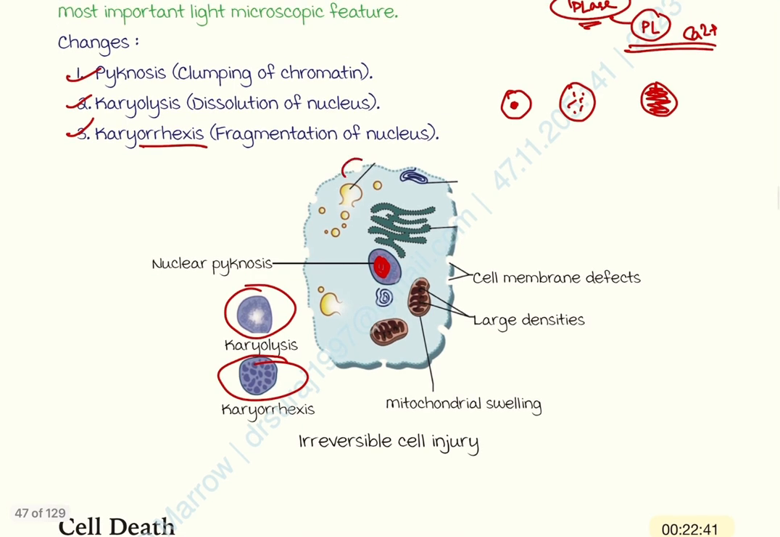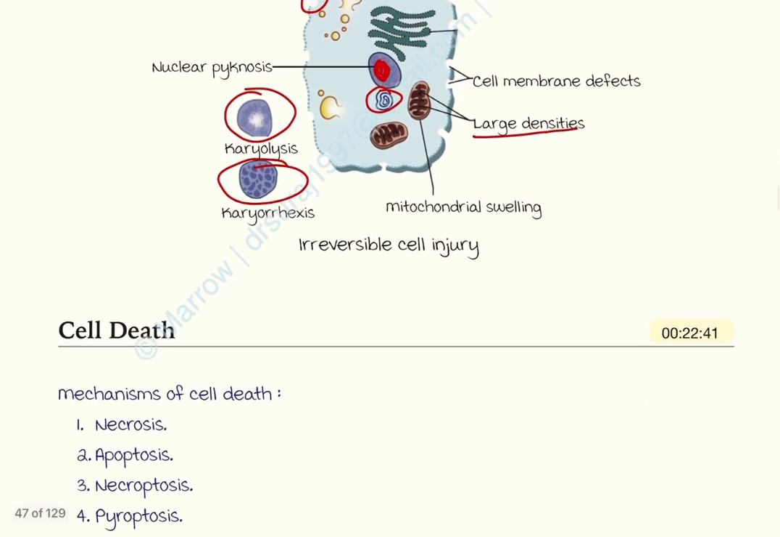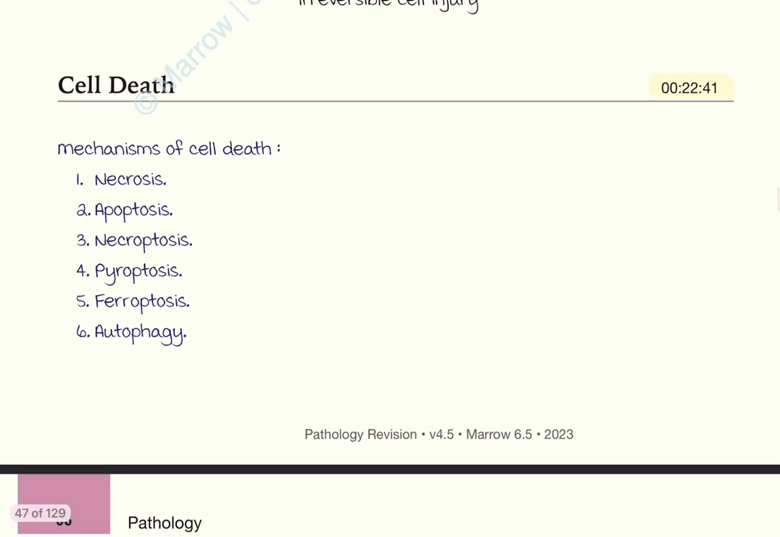Here you will be seeing breakage in the plasma membrane, as I told you, and you will be seeing large amorphous densities in the mitochondria, that will be seen under the electron microscope, and plasma membrane defects. Okay, these are the myelin figures that are basically seen in both cases of cell injuries. The next topic is cell death, and many modes or mechanisms of cell death are there. We have necrosis, apoptosis, necroptosis, pyroptosis, ferroptosis, autophagy. Just delivering a few key points regarding each of them.